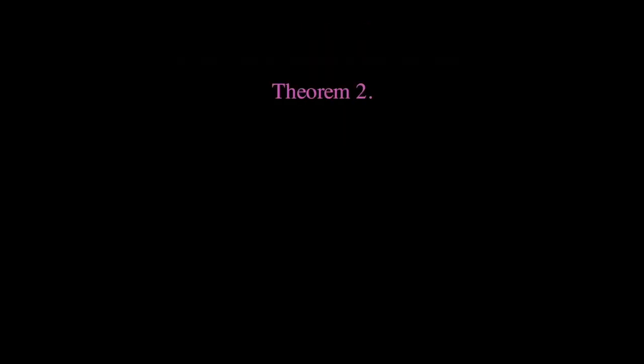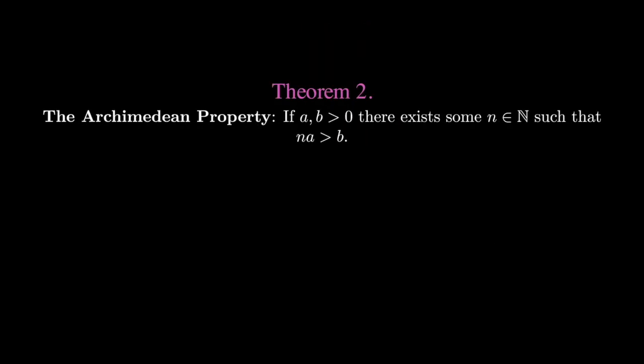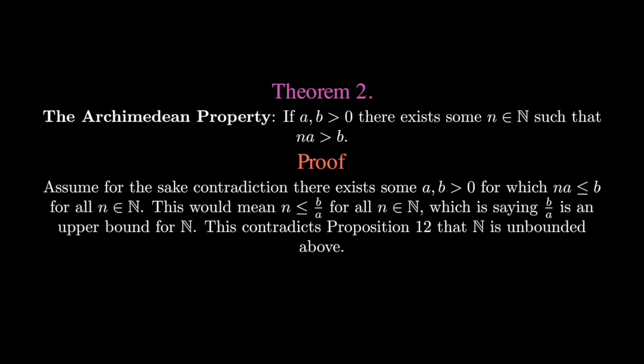Moving on to our second theorem, the Archimedean property, which states that if a and b are greater than 0, there exists some natural number n such that n times a is strictly greater than b. To prove this, we'll assume for the sake of contradiction that there's some a and b greater than 0, for which n times a is less than or equal to b, for all n in the natural numbers. This would mean that n is less than or equal to b over a for all n, which is saying b over a is an upper bound for the naturals. This contradicts proposition 12, that the naturals are unbounded above.